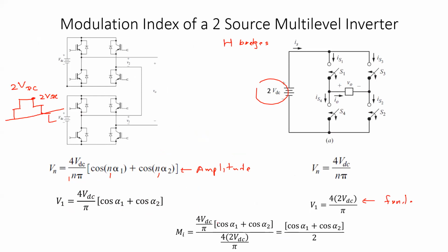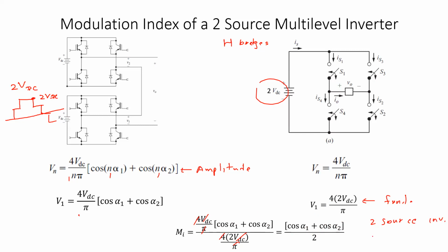And then we can easily calculate the modulation index. We are taking the ratio of this to this. So these two terms are the same, right? Not the same. We have a lot of things that get cancelled out. VDC cancelled out, 5 cancelled out, VDC cancelled out, 4 cancelled out. Okay. So the modulation index will come as cos alpha 1 plus cos alpha 2 over 2. So this is for a two source inverter.